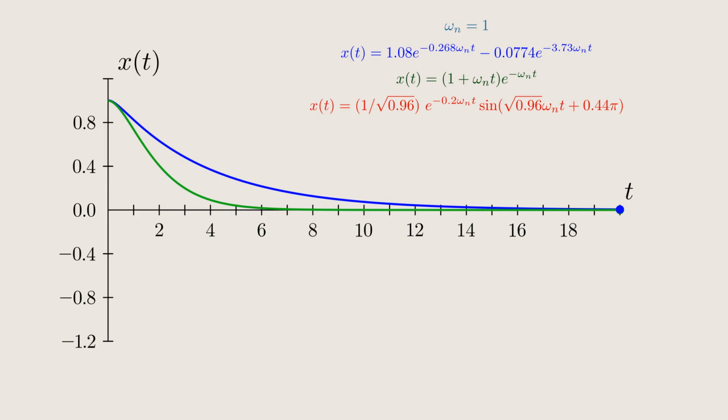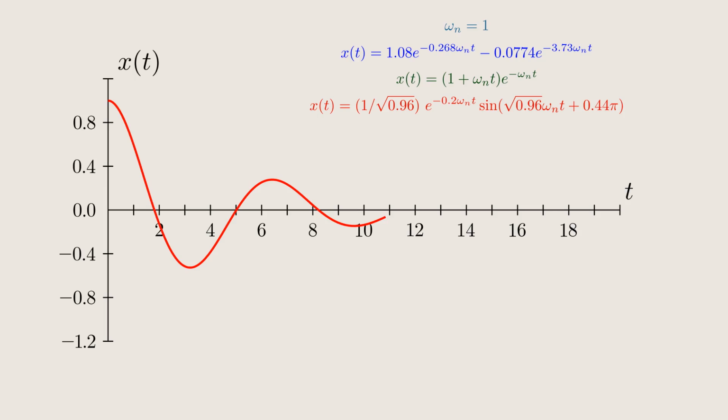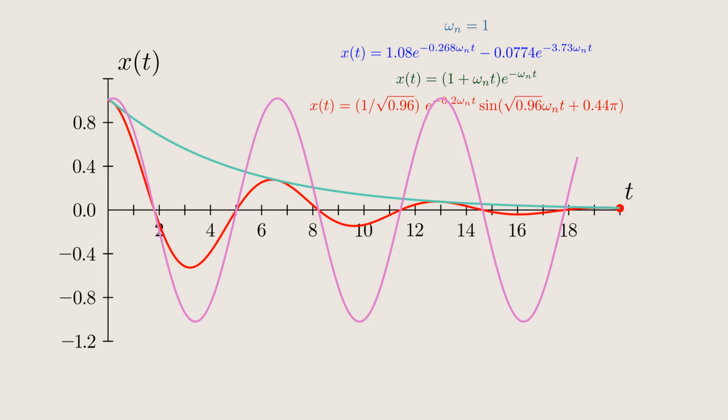The underdamping is quite different. There is a decaying oscillation which crosses the abscissa. The envelope of the decay emerges from the exponential term, while the oscillation from the sinusoidal term.